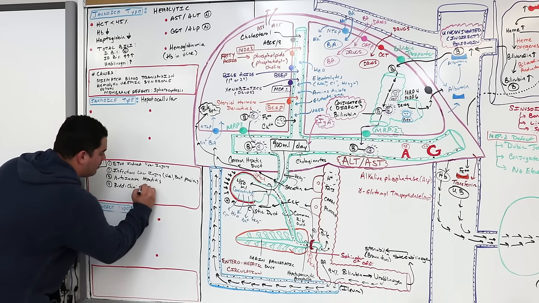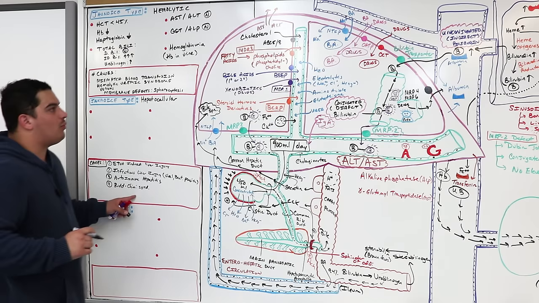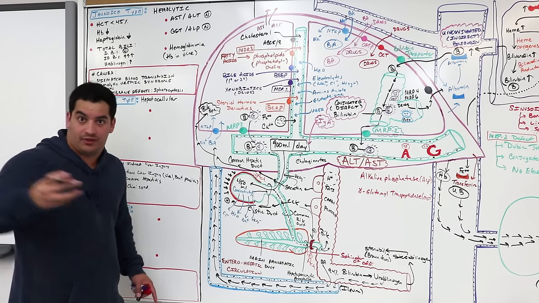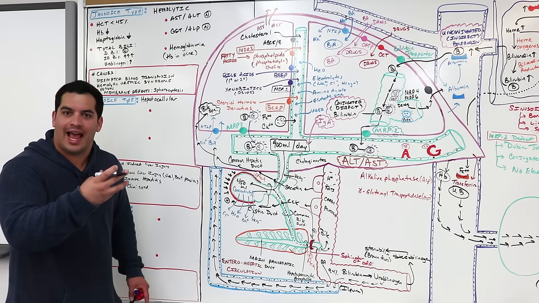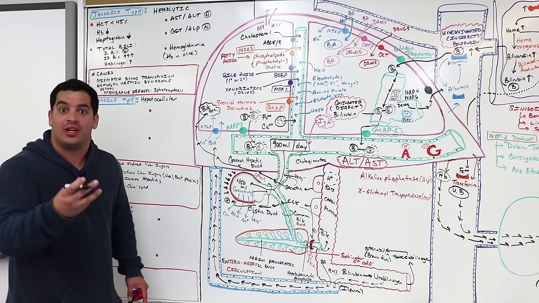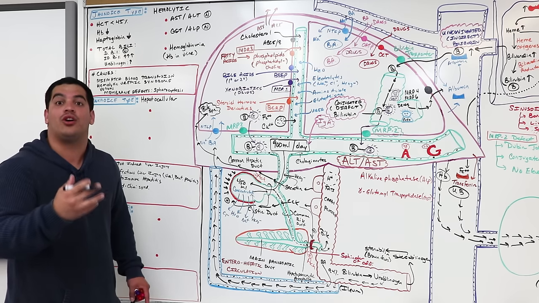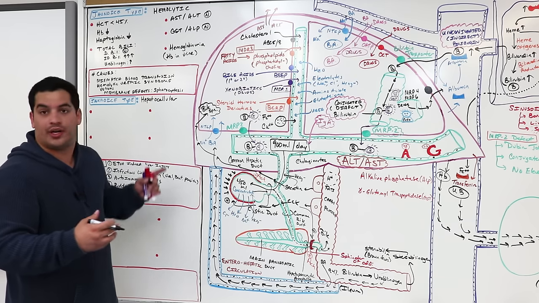Budd-Chiari syndrome is a situation in which there is the occlusion of the hepatic veins, the veins that are draining the liver. What if those are occluded and they can't drain the liver properly? What's gonna happen? The liver cells are gonna be damaged. And as the liver cells are damaged over time, that can cause a lot of this hepatocellular injury.